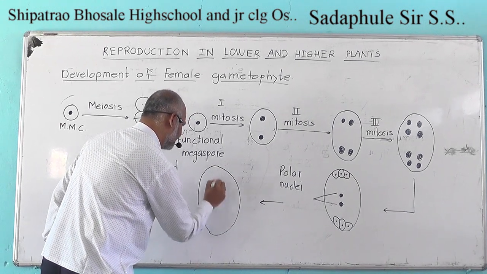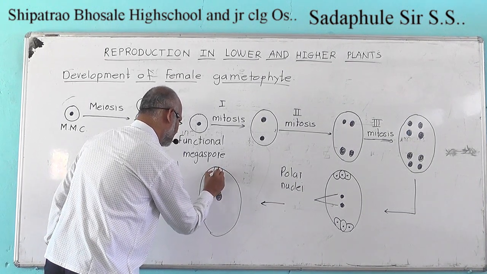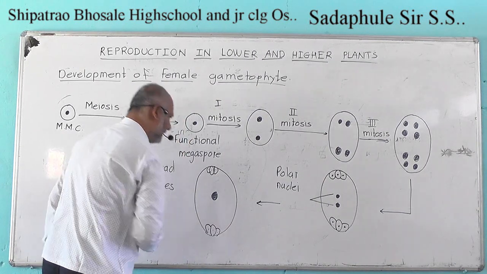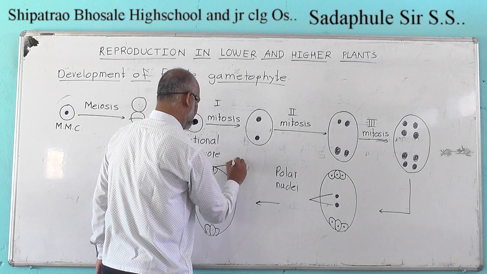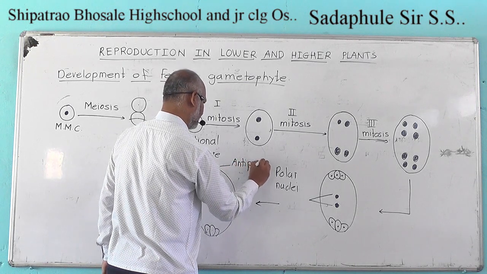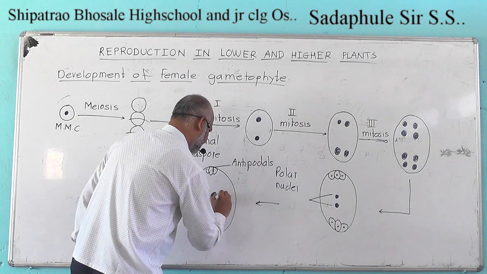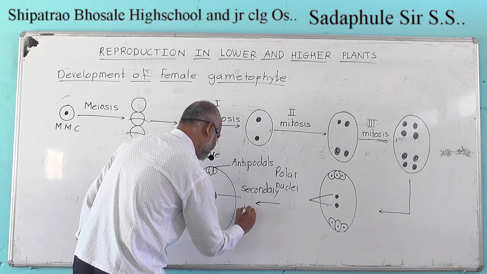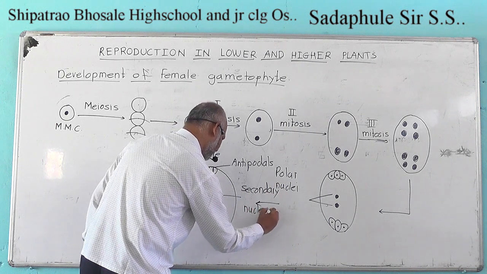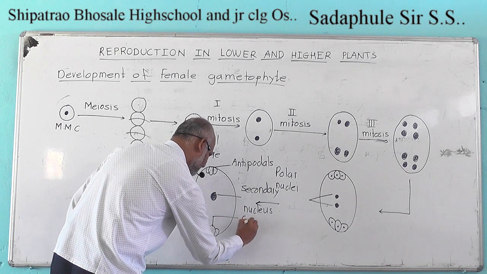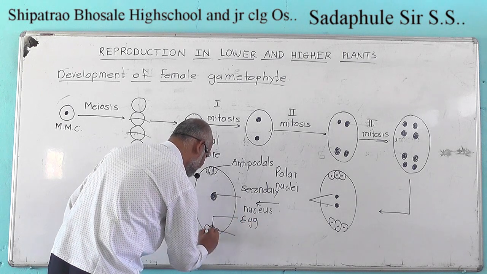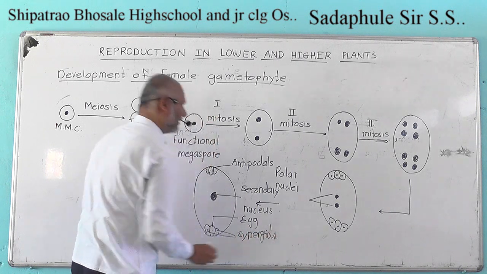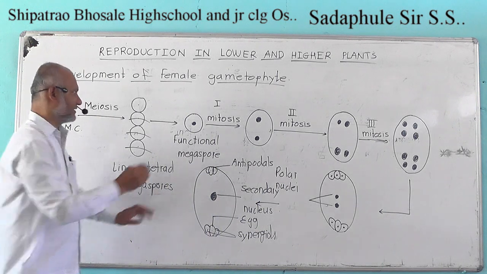Here the secondary nucleus, antipodals and egg apparatus. Here antipodals, then the secondary nucleus. Here is the egg and these are the synergids.